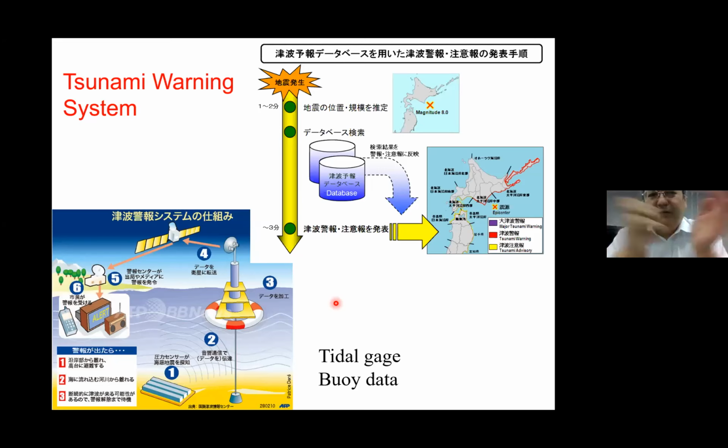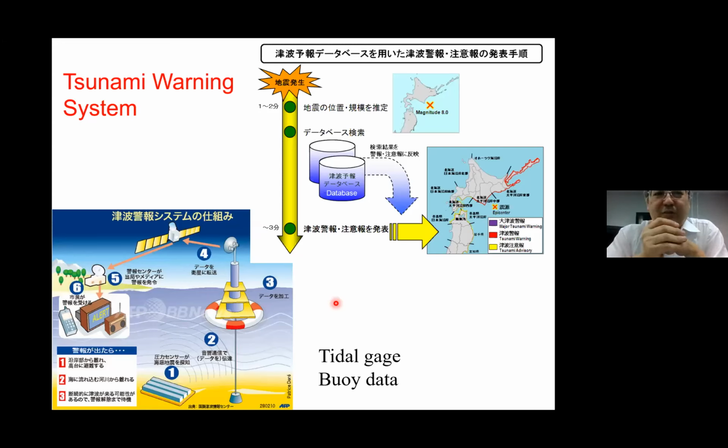And we have simulations of the tsunami, a large simulation database. So we compare the database with the epicenter and seismic scale. And if this earthquake has the potential to create a tsunami, they issue an alarm. So this is the tsunami warning system in Japan at the moment.